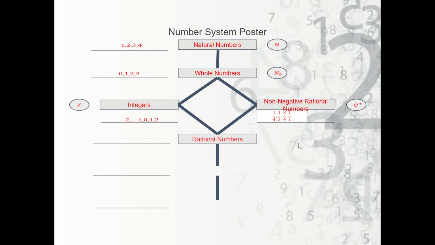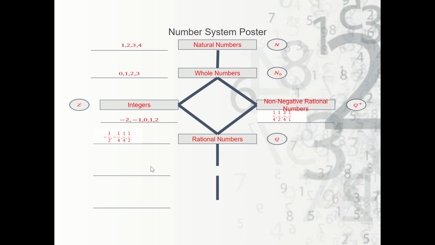Then we learned that there are other rational numbers. There are negatives as well. So the rational numbers are the negative and positive fractions. So in this case, the symbol is Q. And some examples would be negative 1/2, negative 1/4, and 1/4 and 1/2.